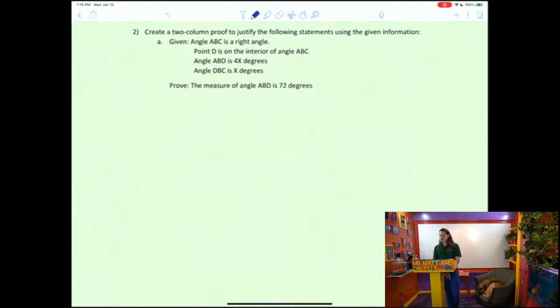I'd like you to create a 2-column proof to justify the following statements using the given information. So given, angle ABC is a right angle. Point D is on the interior of angle ABC. Angle ABD is 4x degrees, and angle BDC is x degrees. I'd like you to prove that the measure of angle ABD is 72 degrees. I'm going to give you 4 minutes, and after 1 minute, I'll start to solve.